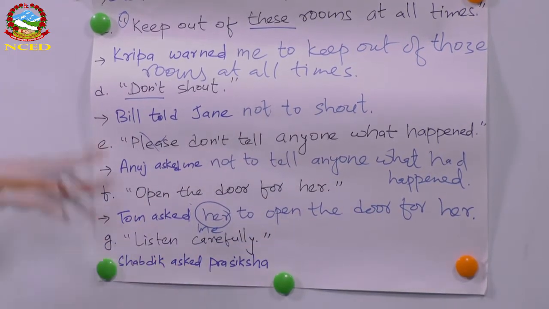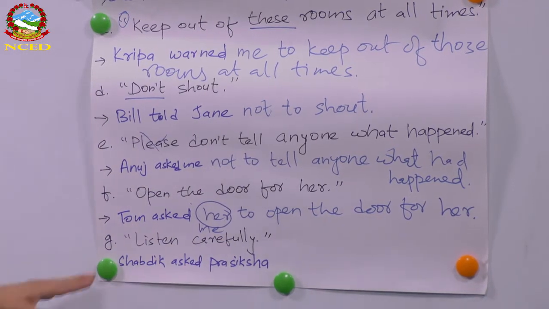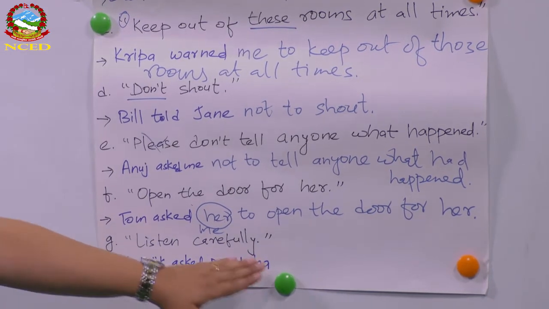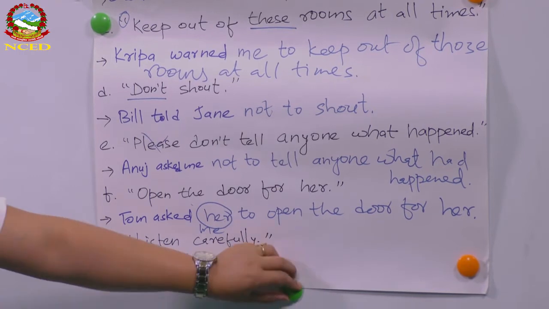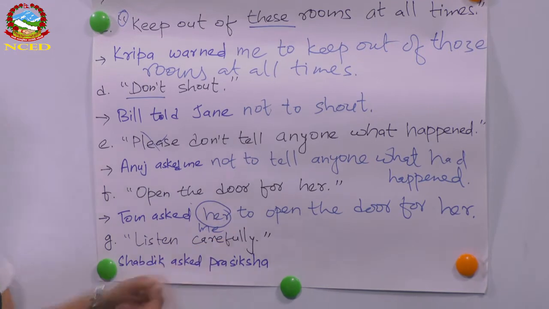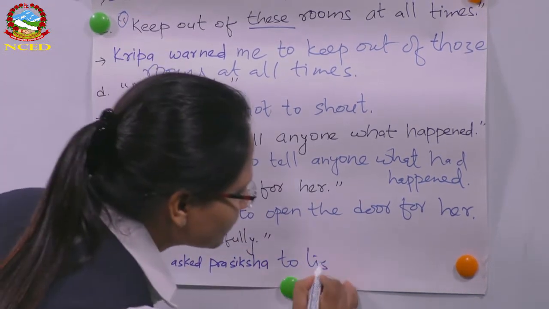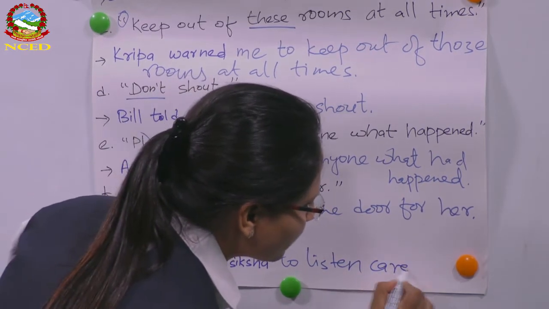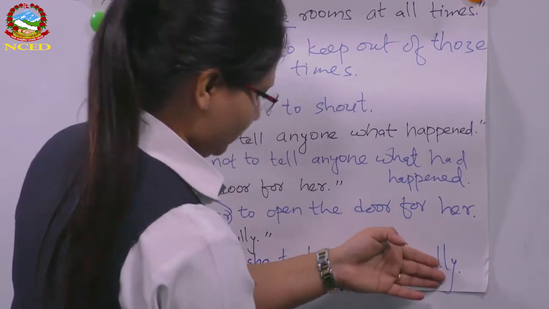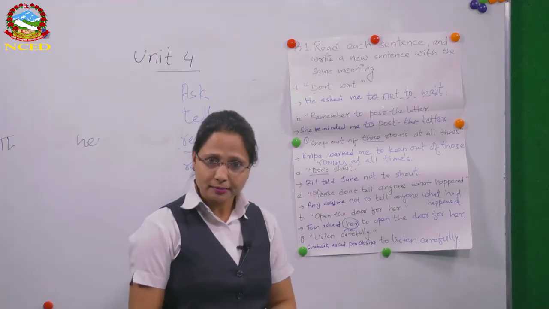Now the last one, in number 1, listen carefully. And Sabdik asked Prasiksha, it's already there in your book. So what should come next now? Yes, it is a simple positive command. So we just link this to listen carefully. Okay? So, are you getting this point?